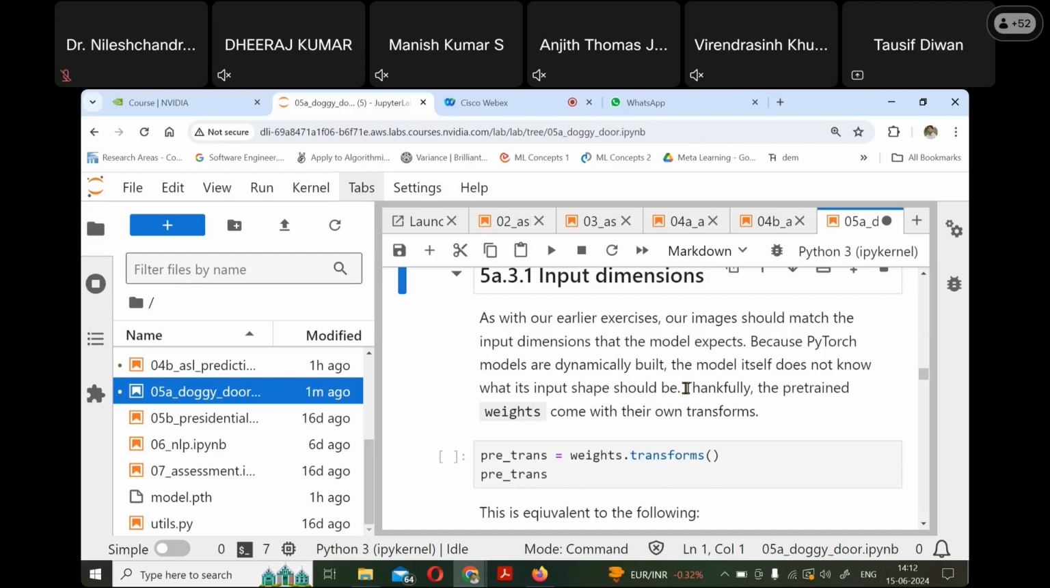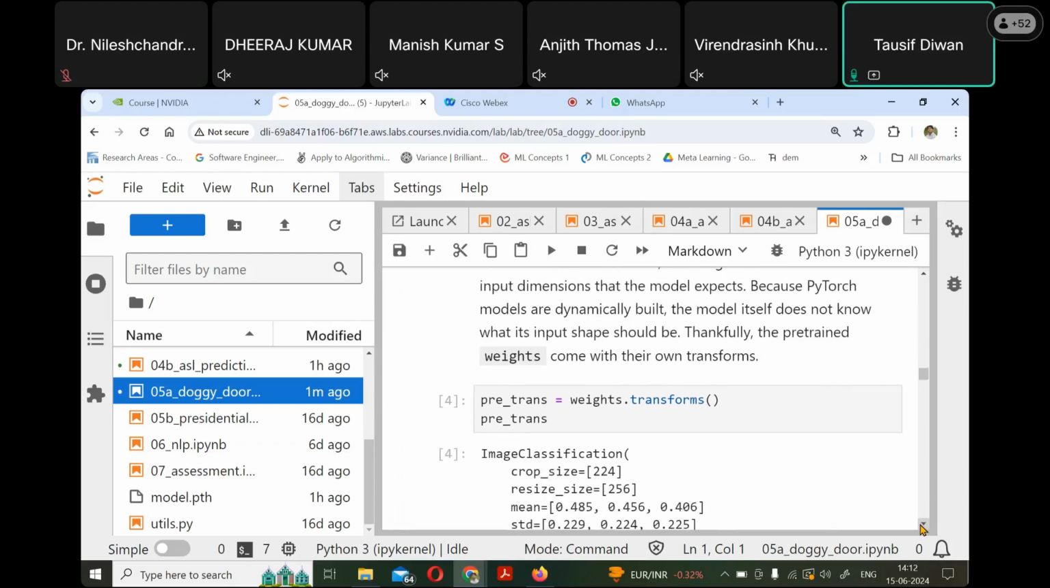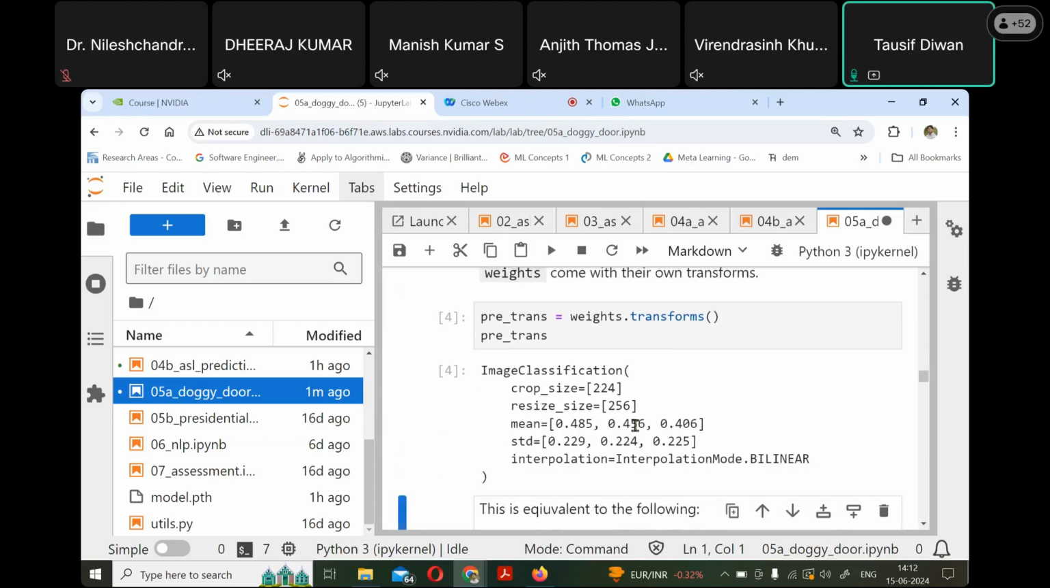So here we will see weights dot transform. We will use this function and store this weight dot transform in this variable pre-trans. This will allow us to transform the inputs as per our need. These are the transformations available: crop size 224, resize size 256. These are the mean, standard deviation, and the bilinear interpolation that we are using. Do not go into the details of this. There are various types of interpolation, and here we are using bilinear.